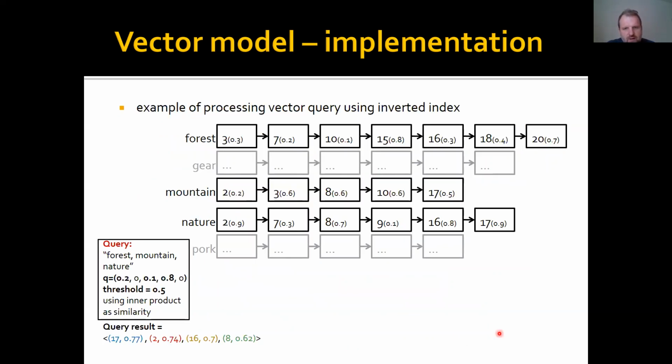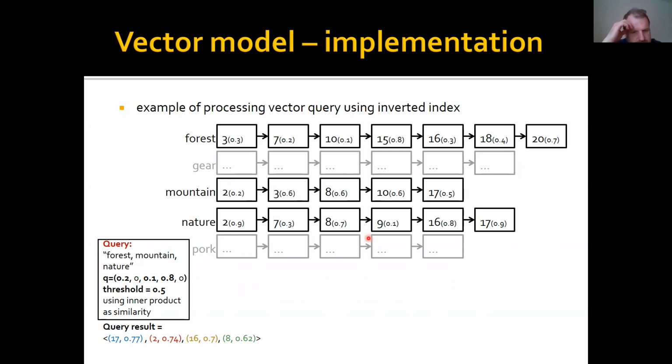So here is an example. We have the inverted index here. The gray are terms that are not used in the query. In the query, we have forest, mountain, nature. Using TF-IDF, there is a computed query vector for that on 5 terms, but only 3 are non-zero. And we have also the threshold for the range query, which is 0.5. And now we need to process the query.